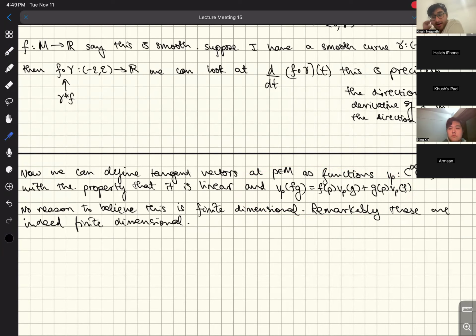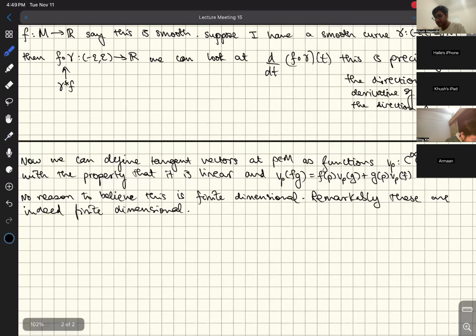I'm not going to prove that, but if you want, you can look at Eckhard Meinrenken, who has a good book on differential geometry. Eckhard's also at U of T, so that's one resource. You could also look into Lee. Lee is the more standard intro differential geometry resource. They prove the remarkable fact that this is in fact finite dimensional.